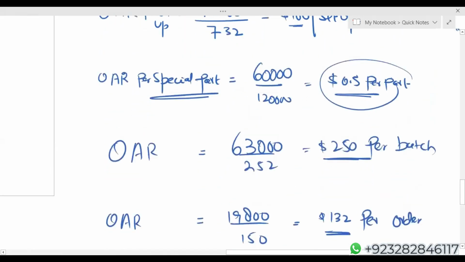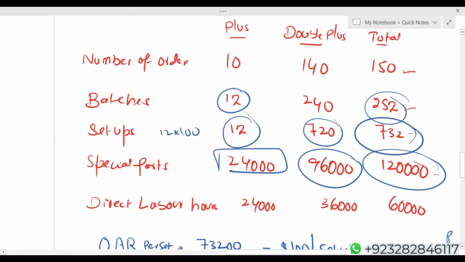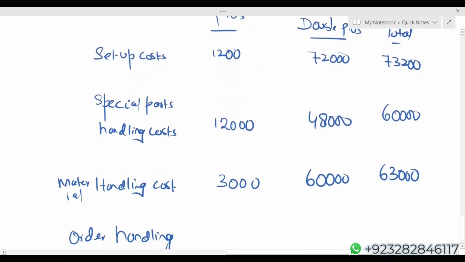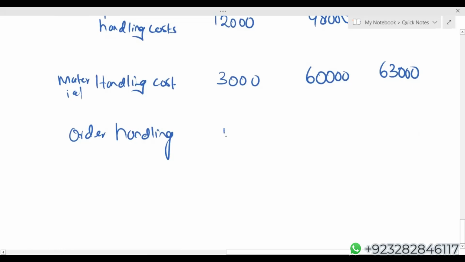How many orders do we have in case of plus? Number of orders is 10. Now listen carefully. 10 multiplied by 132 will give us 1,320. And the total order handling cost is 19,800. So obviously 19,800 minus 1,320 will give me 18,480.